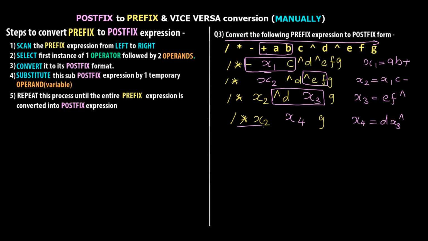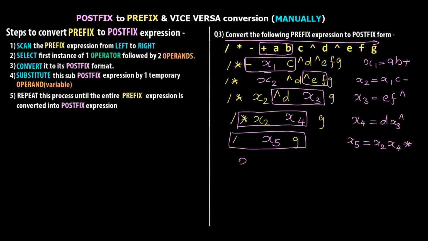Now the very first instance of the pattern is this. We have one operator followed by two operands. So divide by remains as it is. We get x2 x4 star, and g remains as it is. We'll say x5 is equal to x2 x4 star. So I'll substitute it over here itself. So we'll get x5. So now we have divide by x y and g. So that has to be converted to its appropriate postfix format. So we'll get x5 g divide by.